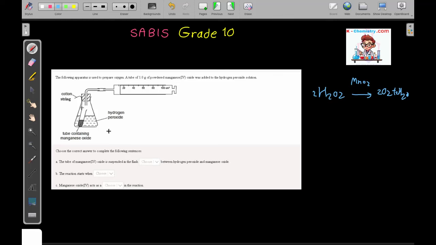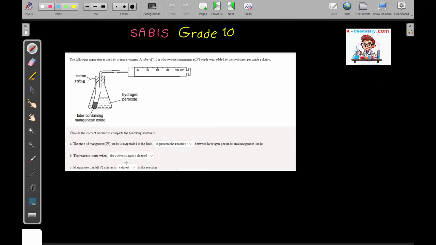Once I remove the string, then it will fall down and the manganese will touch the hydrogen peroxide and the reaction will start. So at the beginning, I put it like that so that the reaction does not happen. The manganese acts as a catalyst to make the reaction faster, but it's not one of the reactants. So it's only there to prevent the reaction until the string is released.